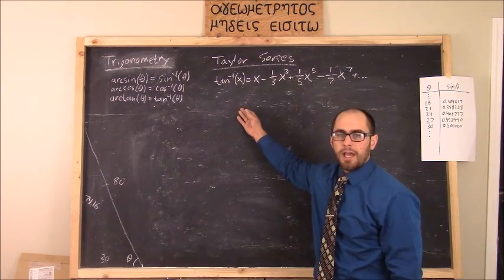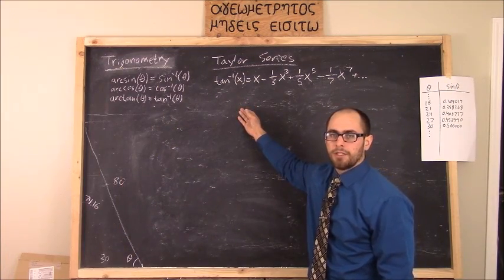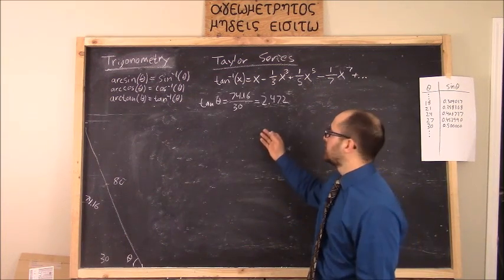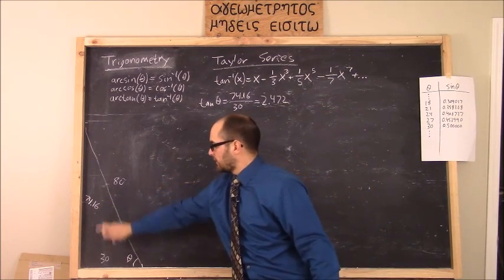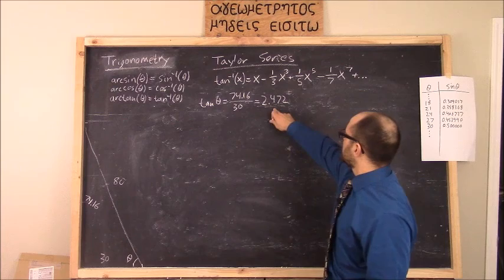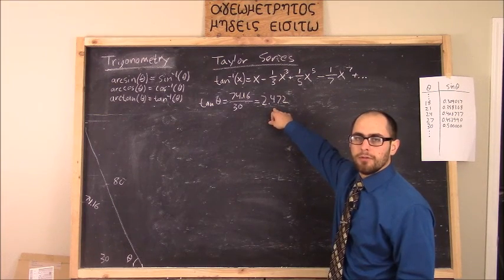So in this case, x is the ratio of tangent, tangent being opposite over adjacent. In our case, tangent of theta is equal to 74.16 divided by 30, which is equal to 2.472. Do you see a problem here?